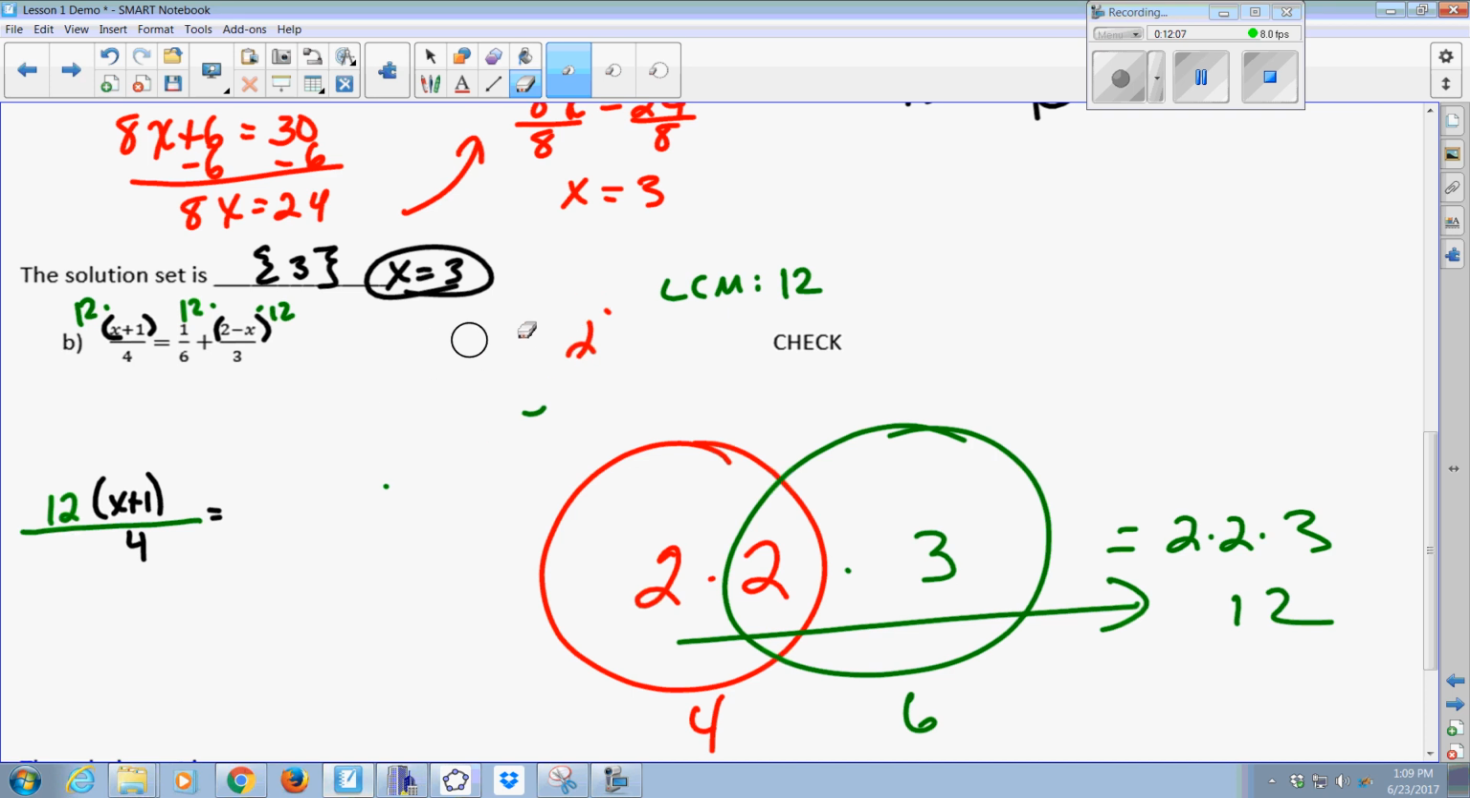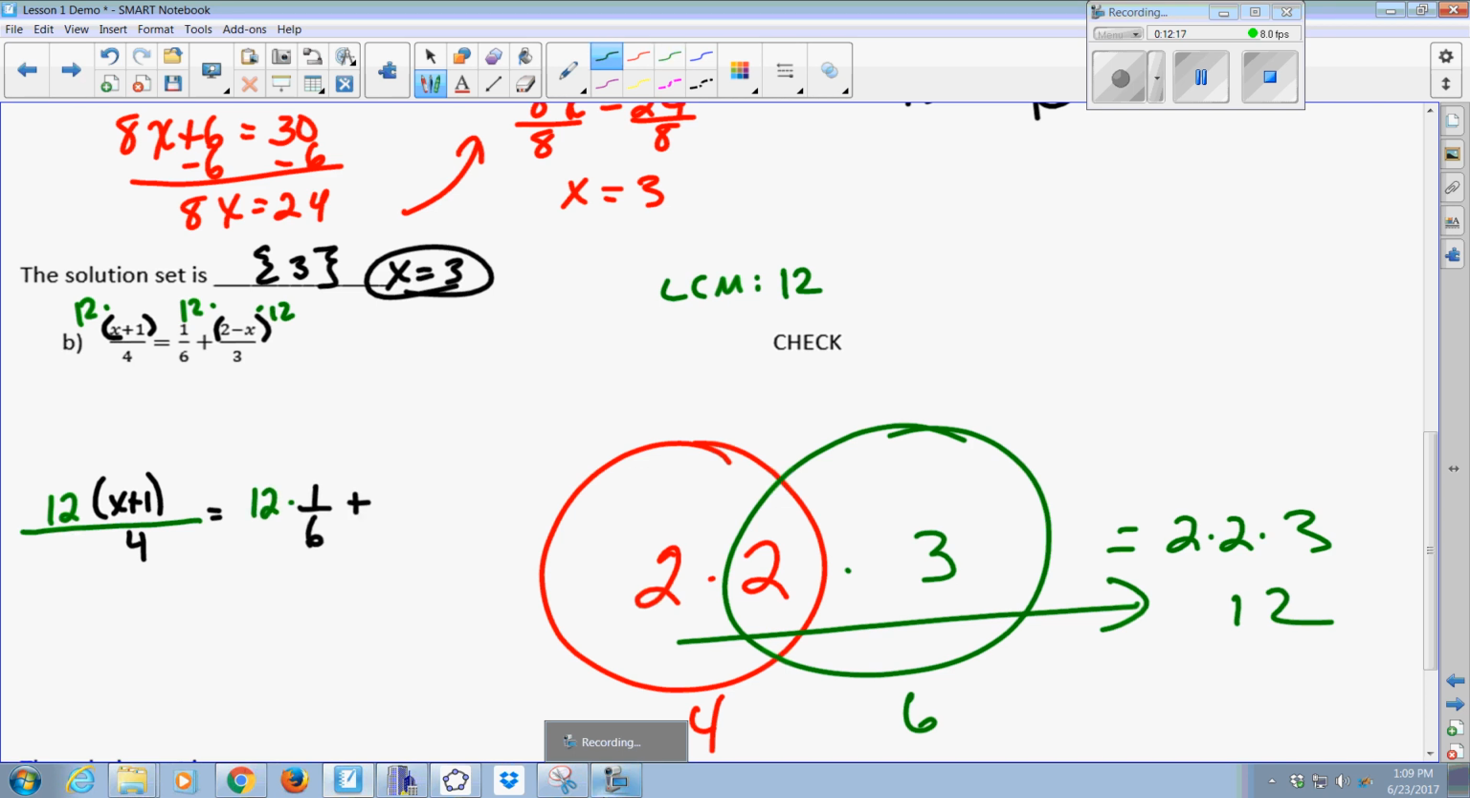So let's take a look at what this new equation, or this equivalent equation, actually looks like when I do that. So 12 times 1/6 and 12 times 2 minus x all over 3. And again, that fraction bar can extend right across. So now I reduce. 4 goes into 4 once, 4 goes into 12 3 times, and I get 3 times x plus 1, all divided by 1. But guess what? I don't have to write the 1. Yay! 6 goes into 12 twice.